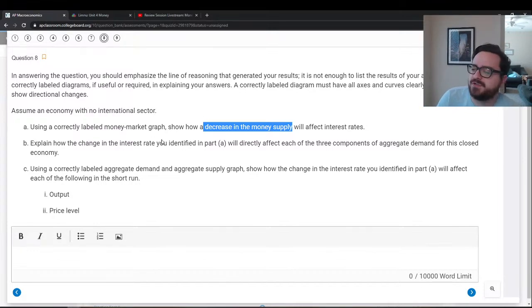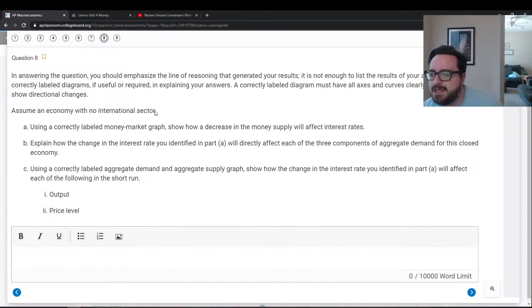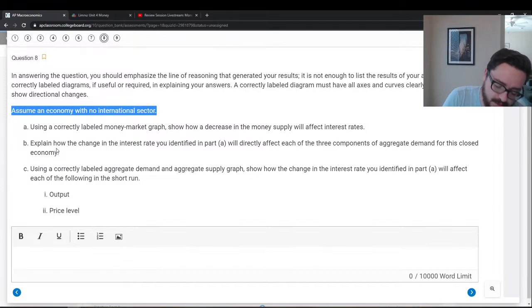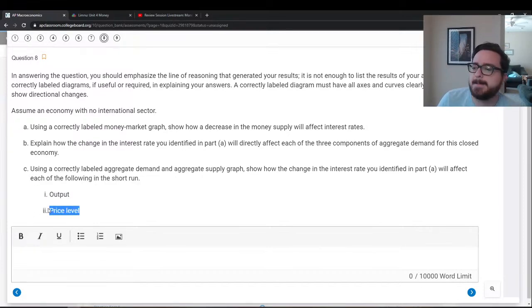B, explain how the change in interest rate will affect each of the three components of aggregate demand. That part might throw you off, but if you know what your parts of aggregate demand are, and you read, this has no international sector, meaning that they don't engage in trade, which is weird, but isn't impossible. It's just a weird thing for them to throw at you. It means that they wouldn't use net exports, so it's just consumer, investment, and government. That's it. And then two points for this drawing. One for labeling everything right on your graph. The second for decreasing aggregate demand and showing how these two get hit. Six-point question, four points are based off graphs. You gotta know your graphs. Sorry if that was loud on the mic.